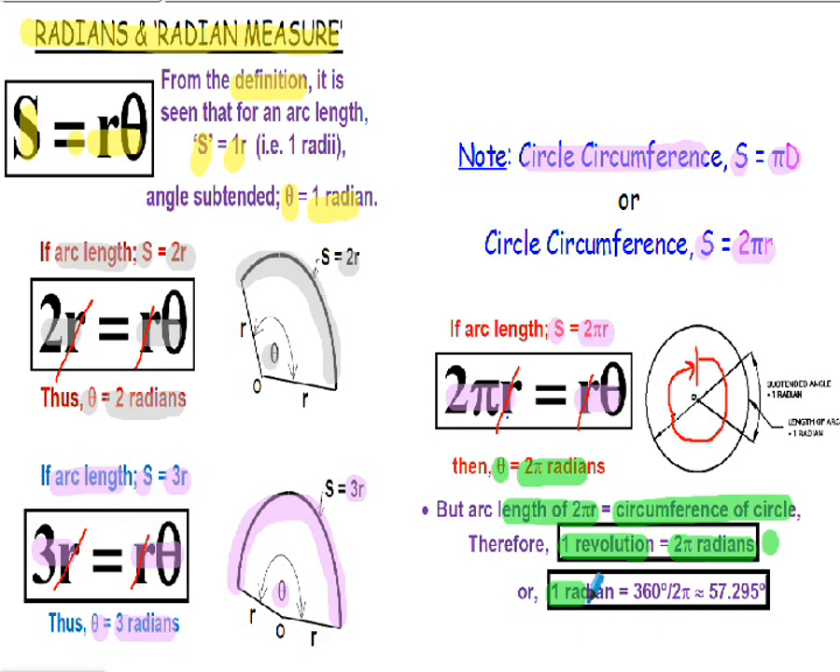Alternatively, we can show that 1 radian is equal to 360 degrees divided by 2 pi radians, and that evaluates to approximately 57.295 degrees. So 1 radian is 57.3 degrees to 1 decimal place. Nominally, as a very crude estimate, we can say that 1 radian is 60 degrees, to give us a feel for the conversions of degrees to radians.